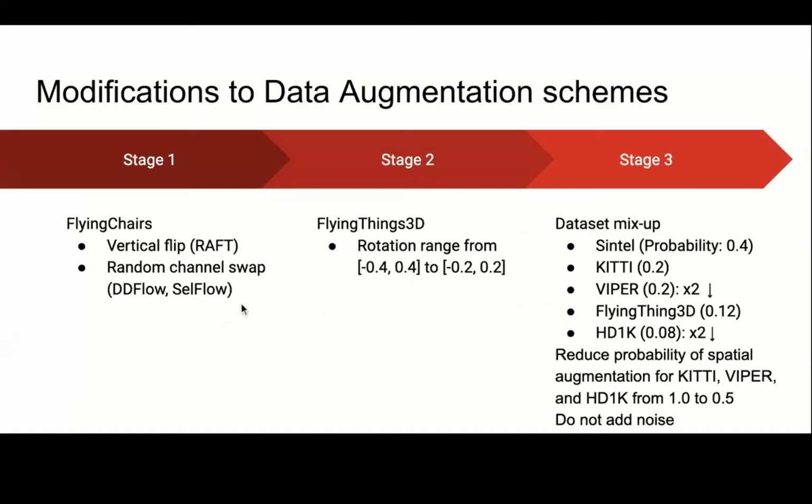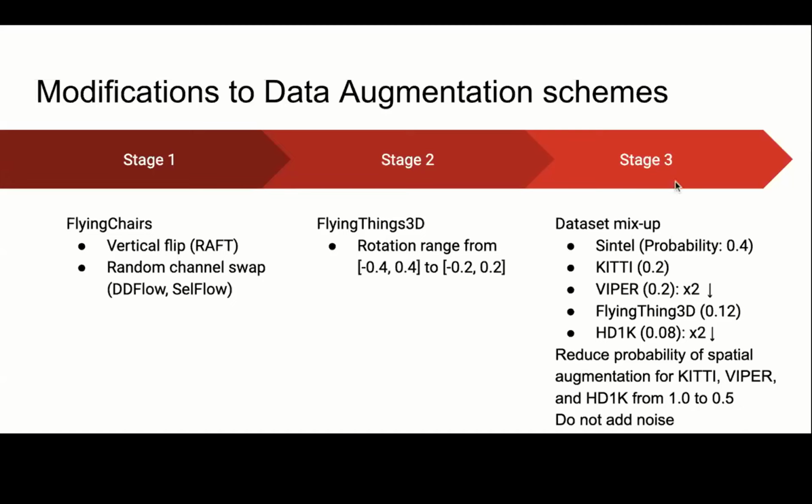So for the first pre-training on FlyingChairs, we add the vertical flipping from RAFT and also the random channel swapping from DDFlow or SelfFlow. And when we fine-tune on FlyingThings3D, we reduce the amount of spatial augmentation by decreasing the range for rotation. And PyTorch RAFT also reduces the range of spatial augmentation by decreasing the range of scaling.